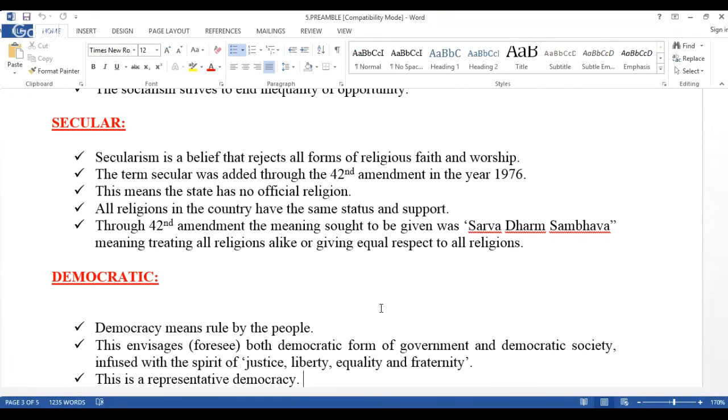The doubt was whether we give equal respect to all the religions alike, or shall we reject the belief of faith and worship? Shall we reject the religious belief of faith and worship? So there was a confusion. In order to avoid that confusion, Srimati Indira Gandhi's government amended the constitution and we have added the concept called secular. We have added the word secular in the preamble.